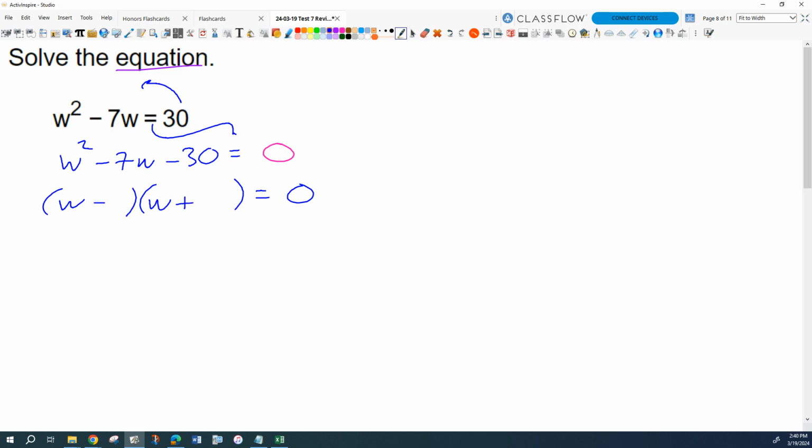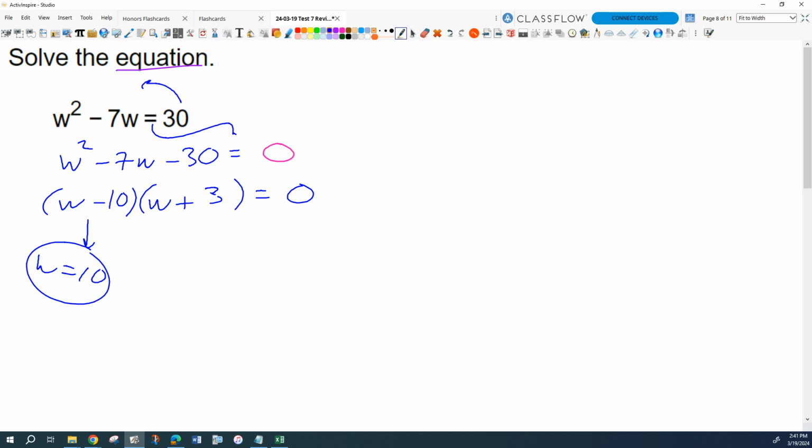Always do the big one first. So what are my numbers? 10 and 3. Okay, so then now this is much easier to deal with because we can use the zero product property. The only way that I can multiply two factors and get 0 is to multiply by 0, right? So what's the value of W that would make that first factor 0? Positive 10.